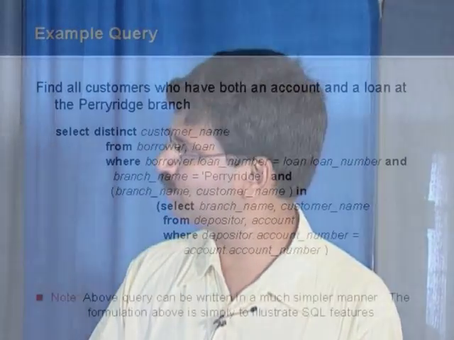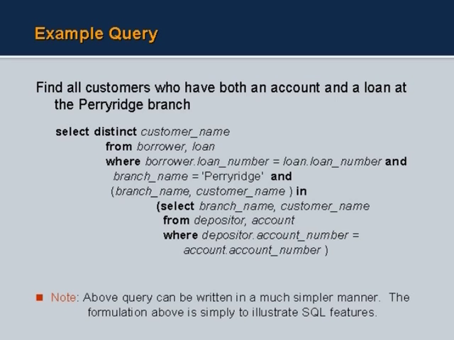Now we want to find customers who also have an account at Perry Ridge. So what we have done is, branch name comma customer name in this query gets you all depositor account pairs which match on account number. Okay, so from we are selecting branch name, customer name. So if this is in this, then that means this particular customer, the branch name is Perry Ridge here because we already equated that. If it is satisfied, then clearly that customer has an account at Perry Ridge because here the branch name is Perry Ridge. Therefore, that customer can be output. Select distinct removes duplicates. As I said, this can be written in a much simpler manner, but here we have just used it to illustrate this feature.